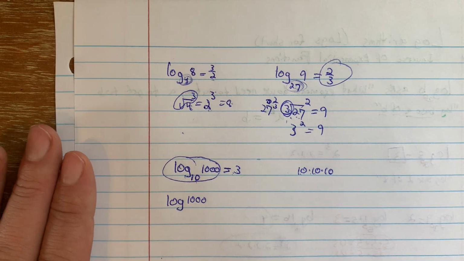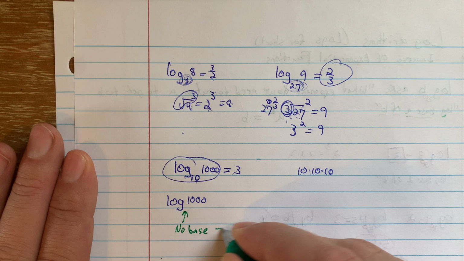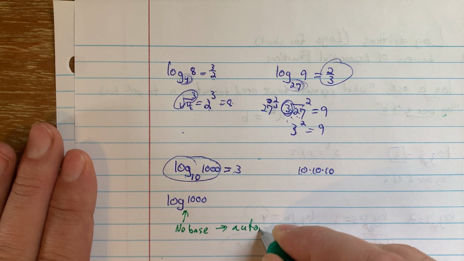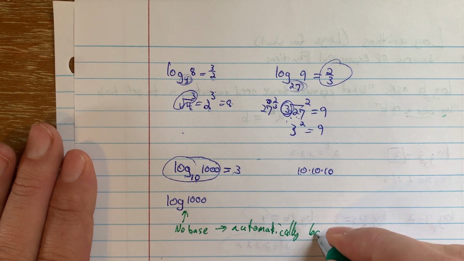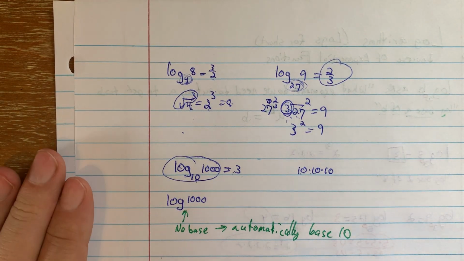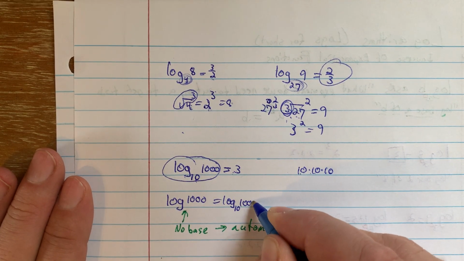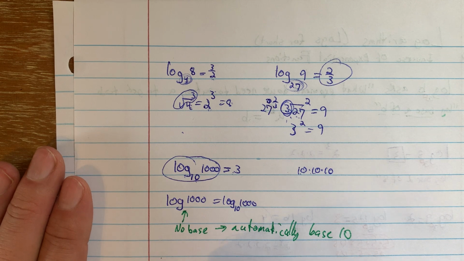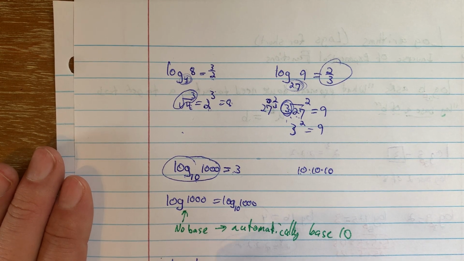If, and I'm going to write this in green because this is important, if there is no base, it is automatically base 10. Okay, so this is automatically log base 10. So this automatically means log base 10 of 1,000. Okay, so a lot of times you'll see that. Let's try that. Let's try log of 1 over 100.